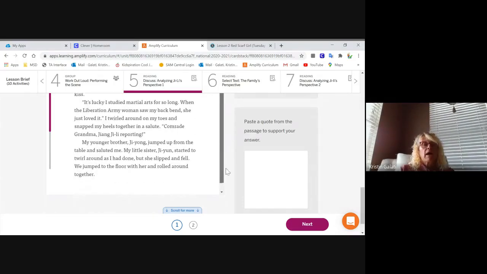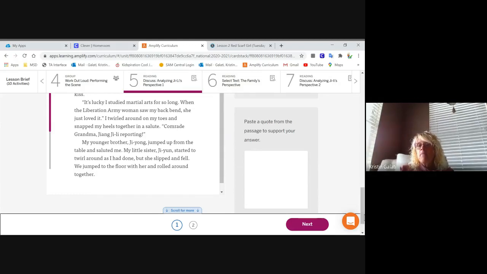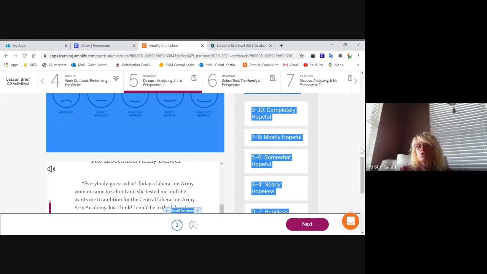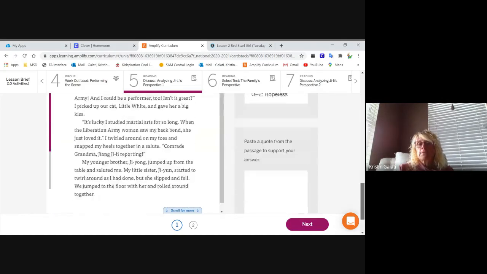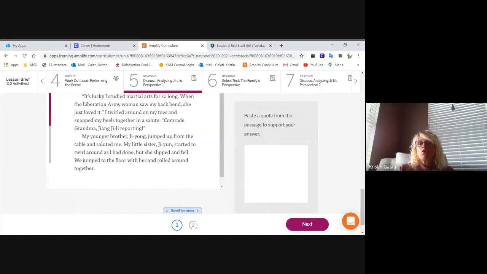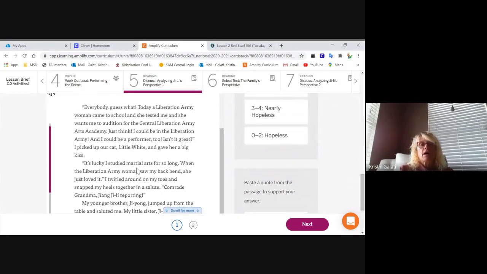It's Lucky, my brother, and they were rolling around on the floor. This is before the parents responded. Okay. So is she at that moment, when she tells them about being chosen to try out, completely hopeful, mostly hopeful, somewhat hopeful, nearly hopeless, or hopeless? And then give me a quote from the passage to support your answer. Go back in and look to see what she has said in this part of the passage.